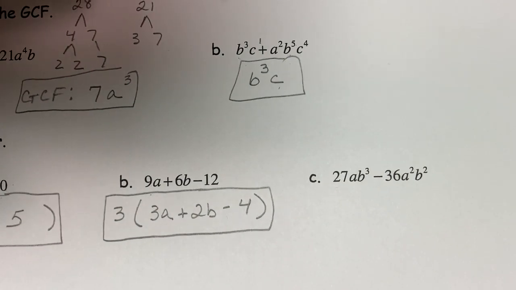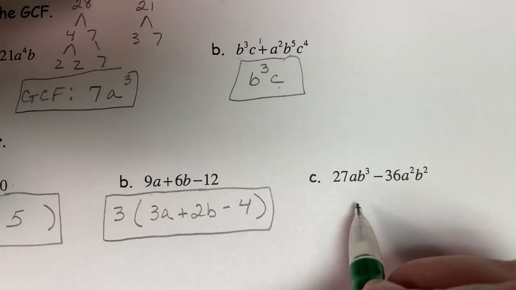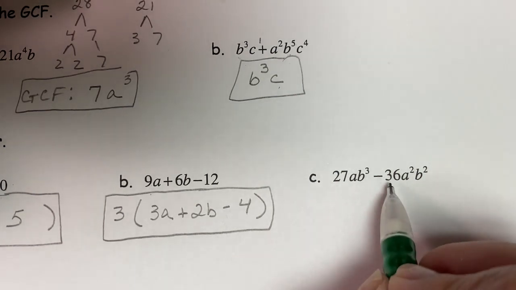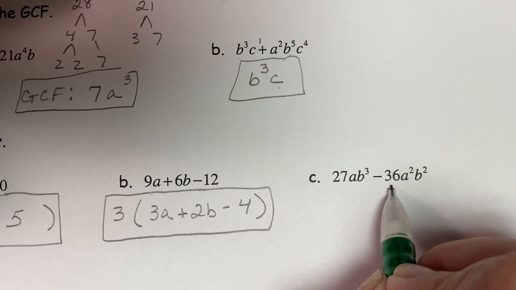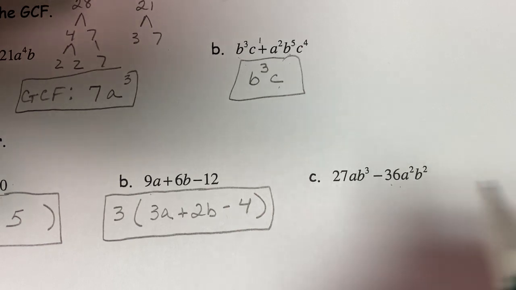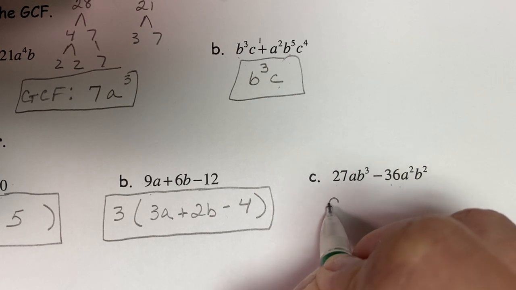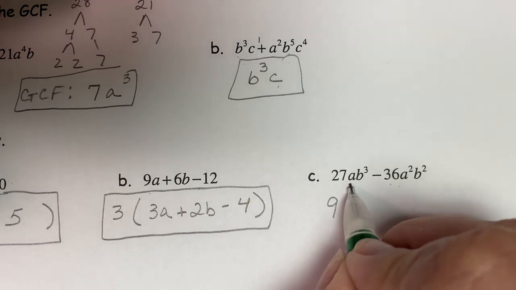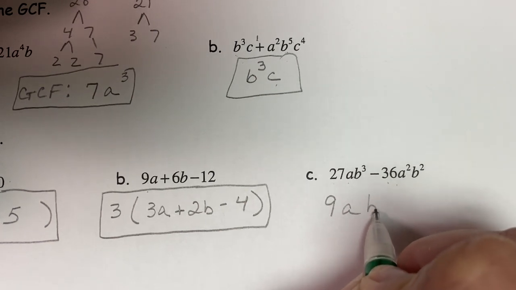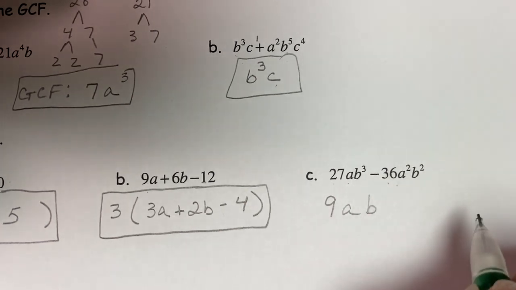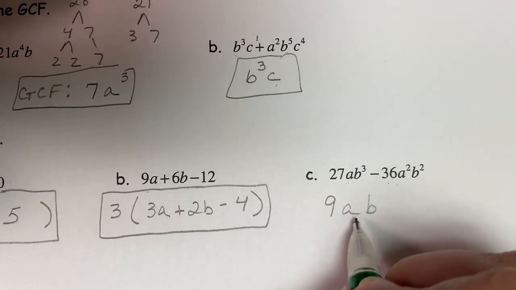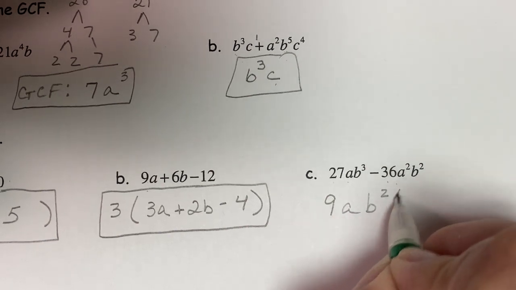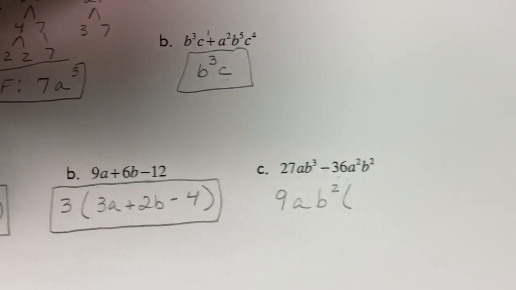C is going to be a little more complicated, so just take the numbers separate from the variables. If I look at just 27 and 36, what's the biggest number that divides into both of them? I'm thinking that's going to be a 9. Then you can see that they have an a in common and a b in common, but make sure you take the smallest exponent, so that's going to be a to the 1st and b to the 2nd. There's my greatest common factor.